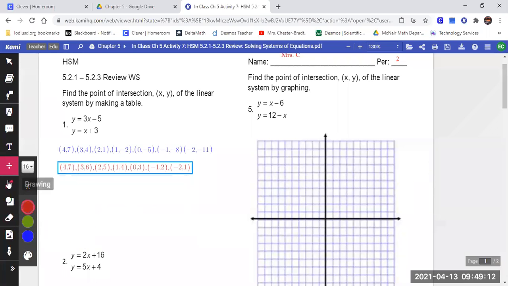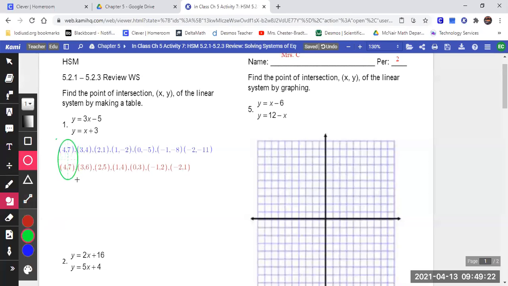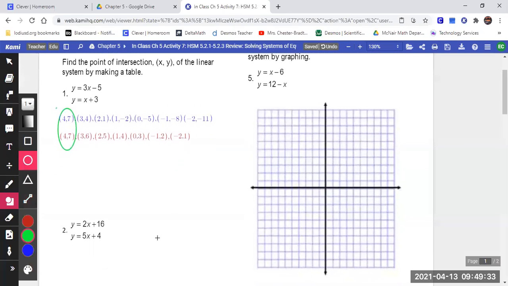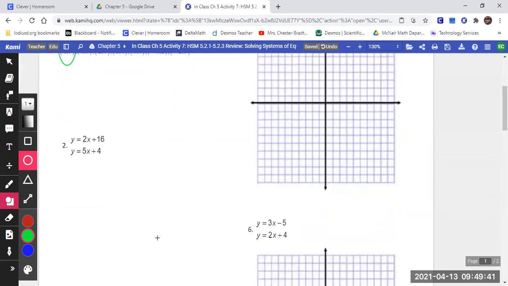Okay, so we see that their point of intersection, no, not what I want to know under the circle. Their point of intersection is 4, 7. Okay, so we're going to repeat that process for the number 2. So we're going to have to go copy the tables, fix them for the number 2 equations, repeat the process.